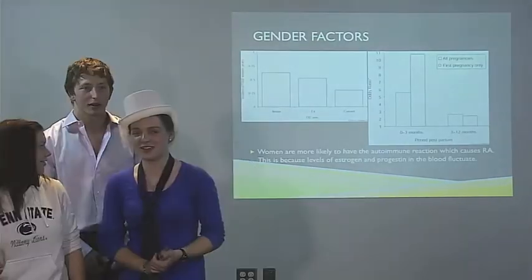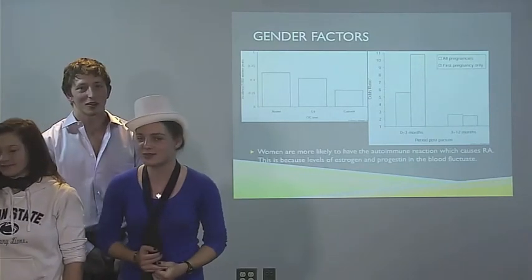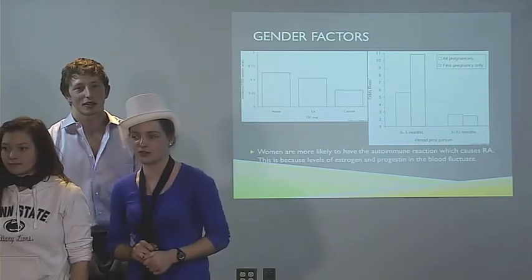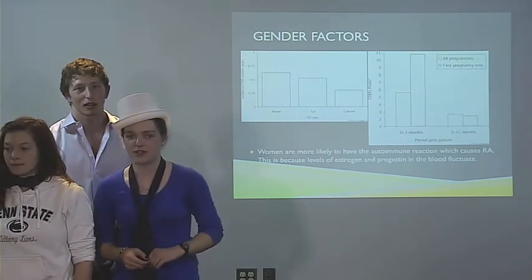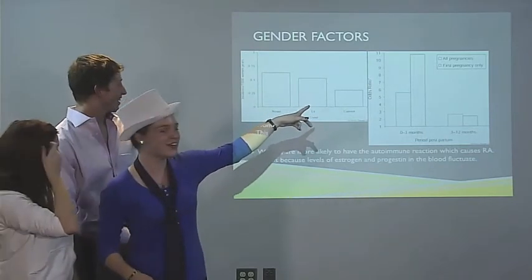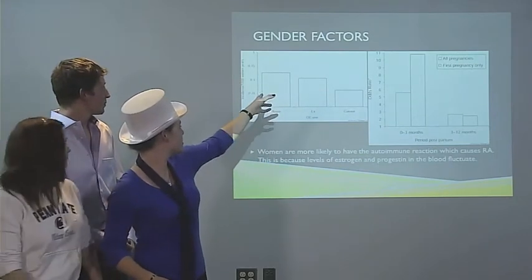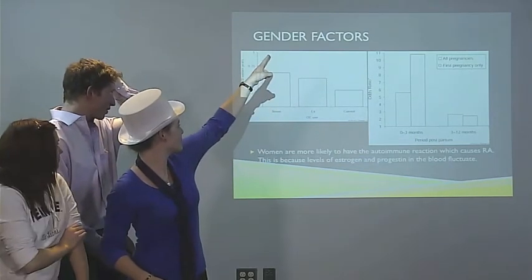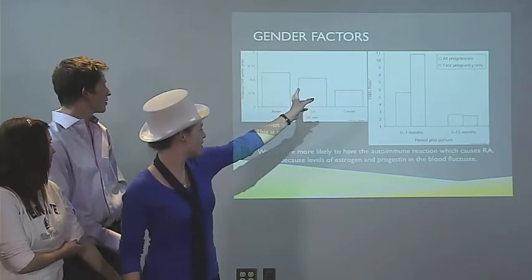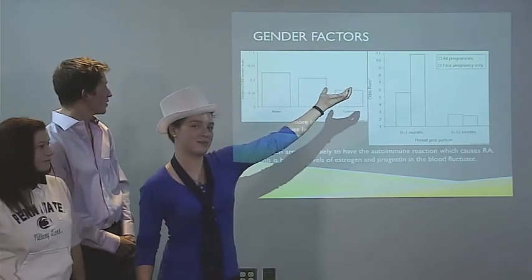If you're a woman, you are more likely to have the autoimmune reaction that causes rheumatoid arthritis, and this is because your levels of estrogen and progestin in the blood fluctuate throughout your life. As you can see in our chart, OC stands for oral contraceptive, and if you've never used an oral contraceptive, you are far more likely, within a certain range, to get rheumatoid arthritis than if you have used them in the past, or if you are a current oral contraceptive user.